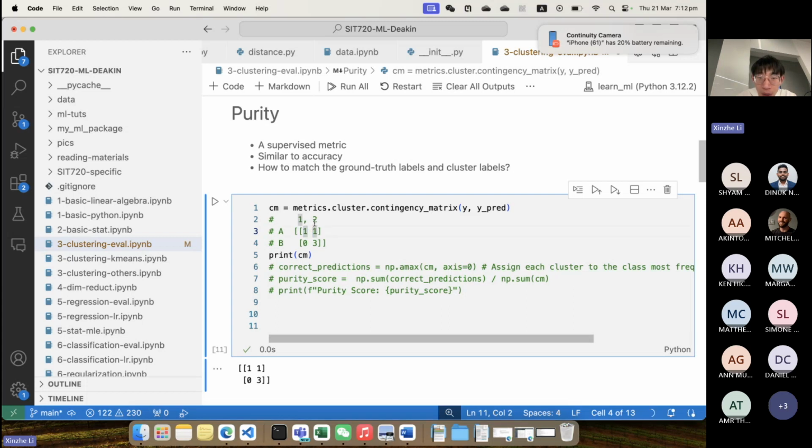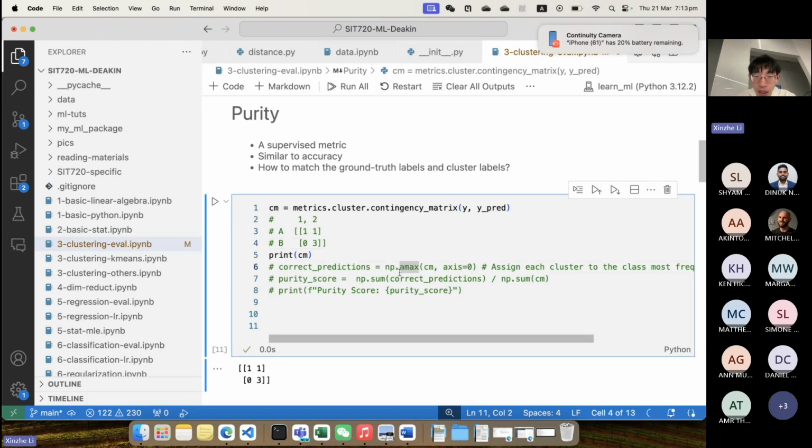And for this one, let's look at it again. In cluster 2, we have one example labeled by A, 3 examples labeled by B. So we will map this cluster to B. Then how many correct examples in this cluster? Easy, 3, right? Because you already mapped this cluster to B. So we only look at this number.